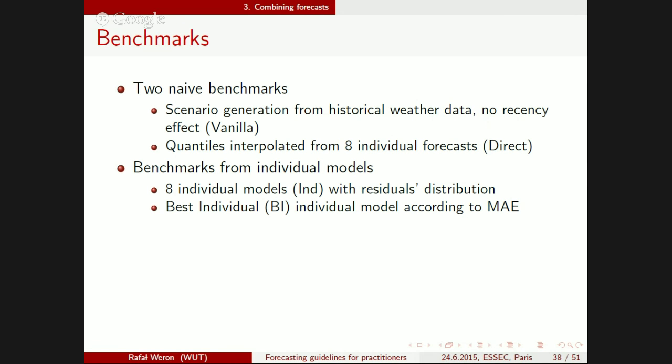We also look at some naive benchmarks for obtaining prediction intervals. One of them was just scenario generation from historical weather data, with no recency effect, no lagged temperatures taken into account. Another one was quantile intervals from the 8 individual forecasts. We had just 8 forecasts, and on them we computed all the 99 percentiles. Also, the best individual model was selected always a week before, in the previous week. So this was also one of the 8 sister models that we used, but chosen on a recursive basis, week after week.